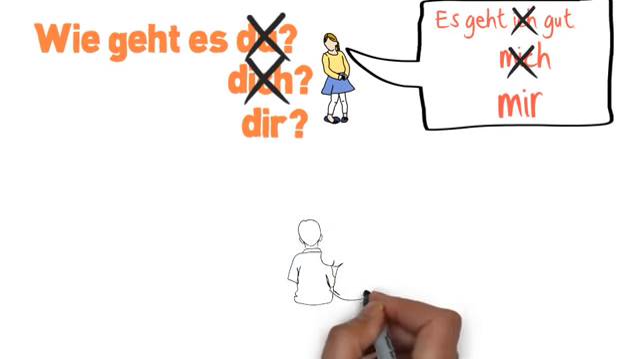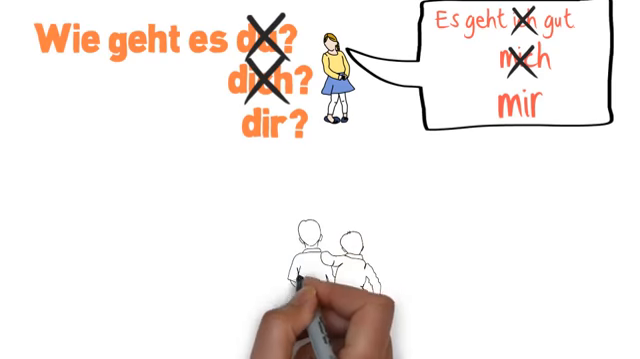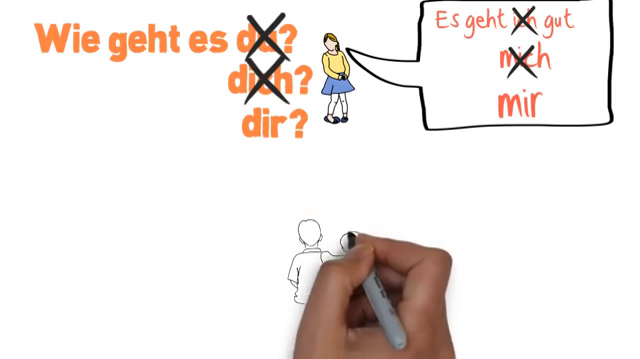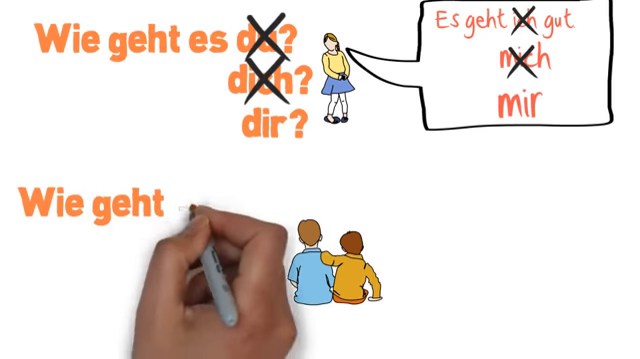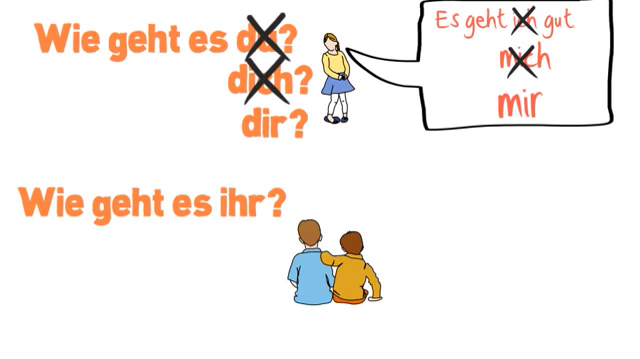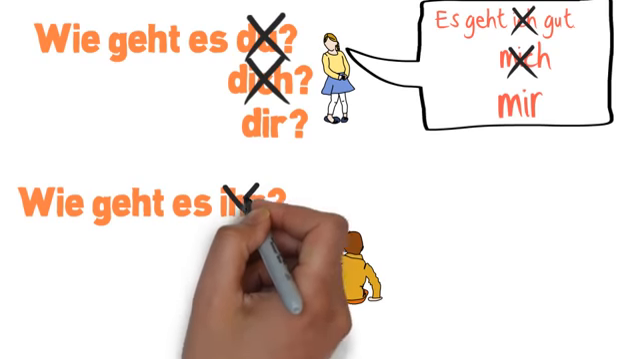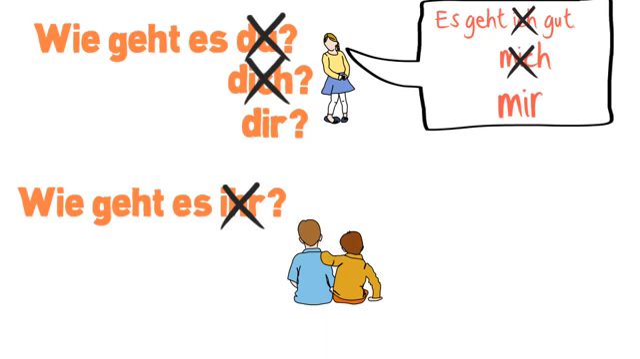If you were asking two people instead of one, the same principle would apply. But keep in mind that you're talking to two people. Usually, this would mean you'd use the word ihr instead of du, the word for y'all. But ihr is only a subject pronoun, not a dative pronoun. Instead, we've got to use the pronoun euch.